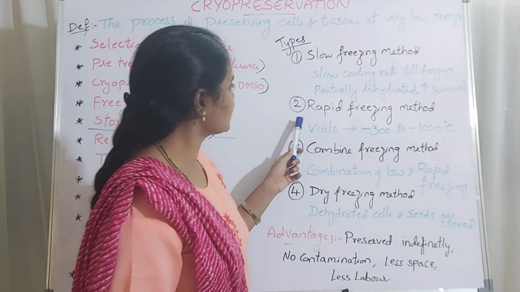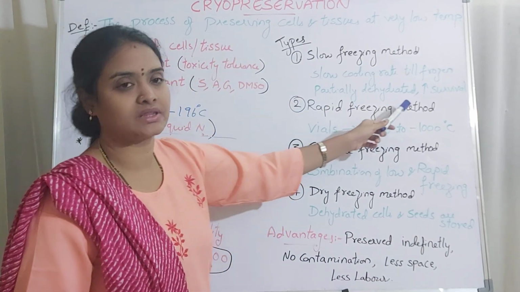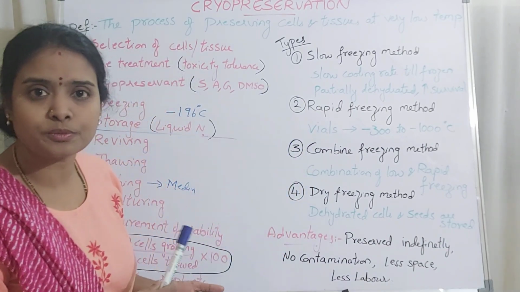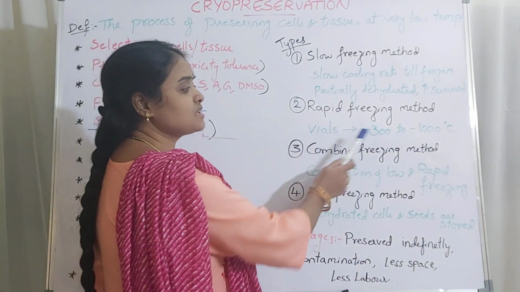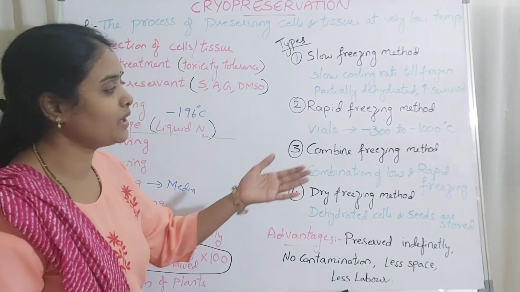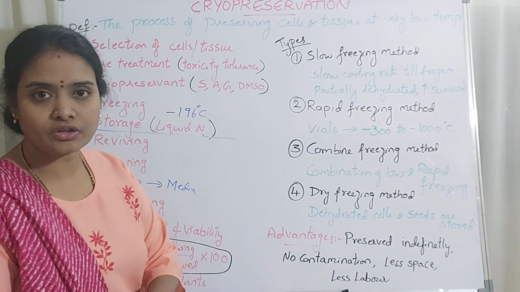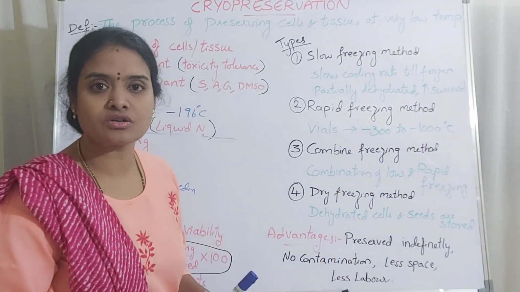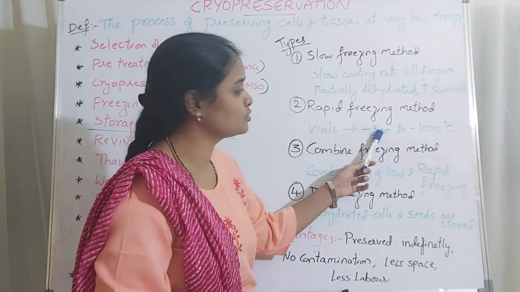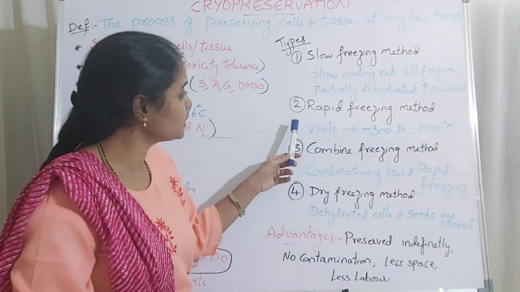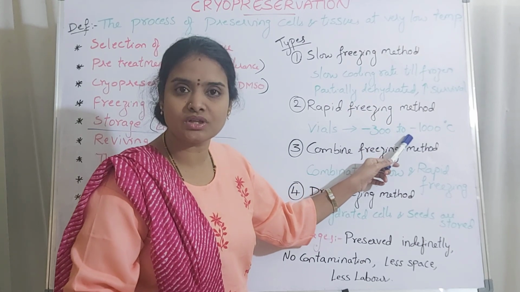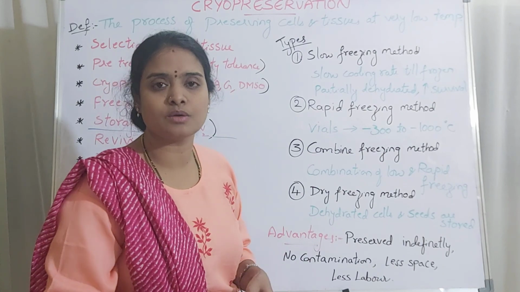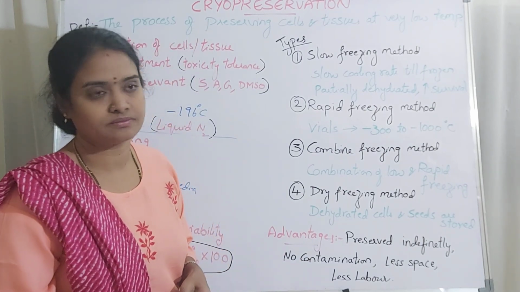Then coming to the second method, it is the rapid freezing method. Simply you take the vials, add your tissue and the cryopreservant, and then simply place them at -300 to -1000 degrees centigrade. In this case the survival rate may be low because of again the shock created to the cells. From the normal room temperature, you are transferring them to the ice cold condition. So because of the cold shock, some of the cells may lose their viability.